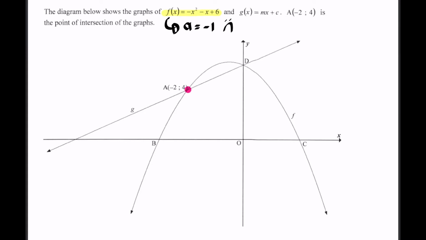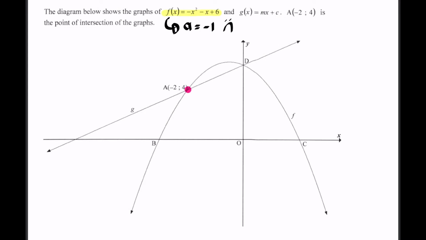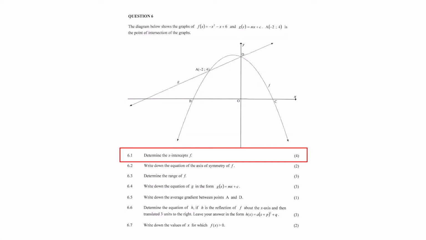If I look at g of x is equal to mx plus c, I'm not really given any information about that except for the point -2 and 4. However, if I look at the line g of x, what I can notice is that the y-intercept of g of x is the same as the y-intercept of that parabola. So they share the y-intercept. The first question says determine the x-intercepts of f.